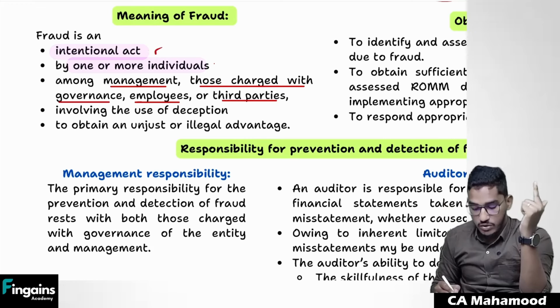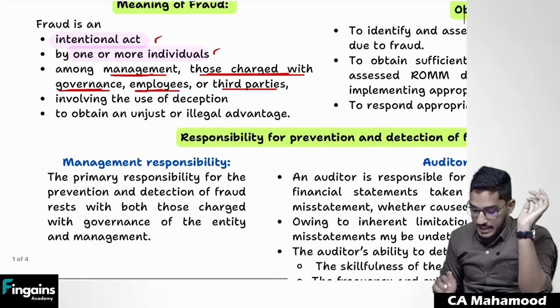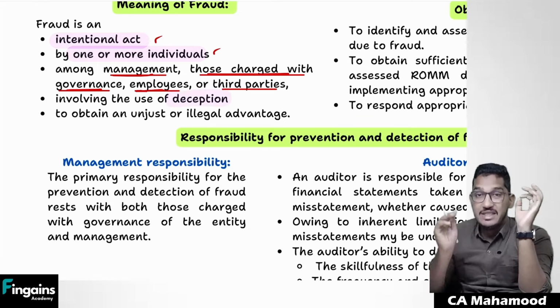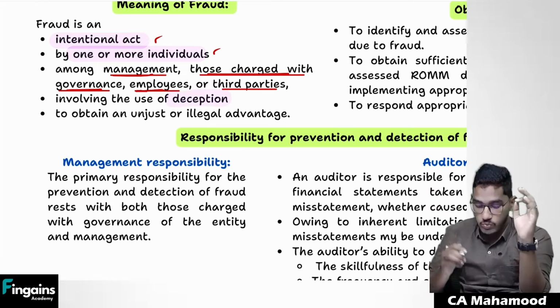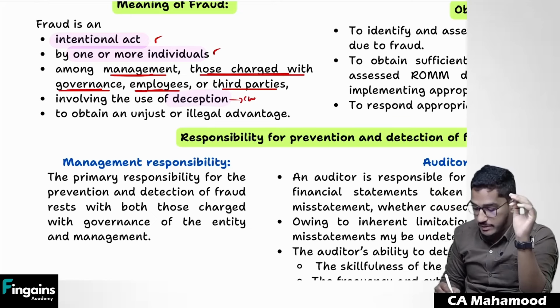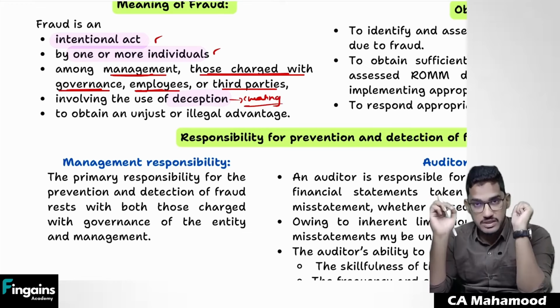So fraud is an intentional act. It can be committed by one or more individuals, and those individuals can be among management, those charged with governance, employees, or third parties. And it always involves the use of deception. When you are committing a fraud, you are using deception. Sir, what do you mean by deception? You are cheating. By committing fraud, you are not doing any noble act. By doing fraud, you are cheating. It involves a use of deception.